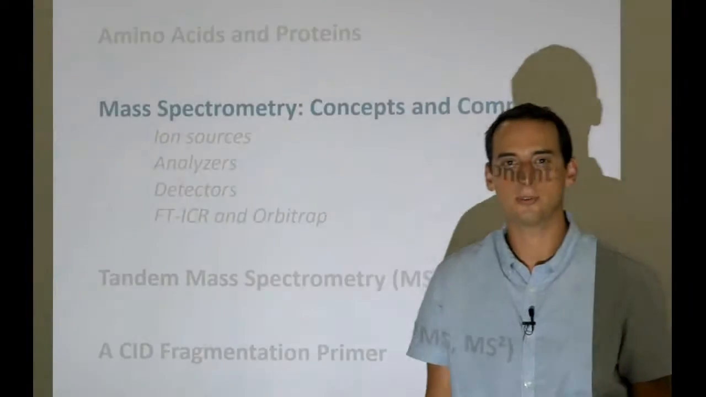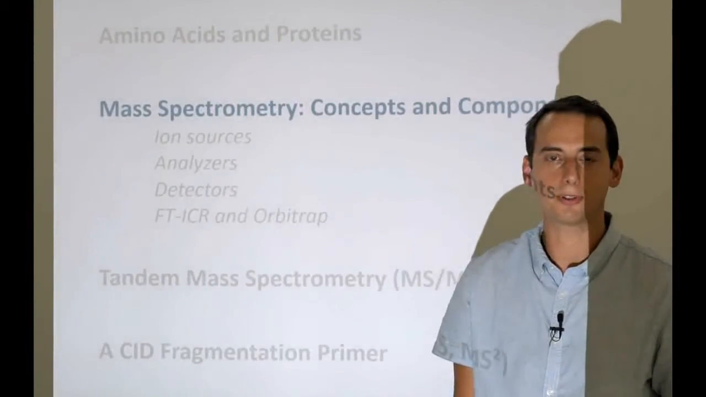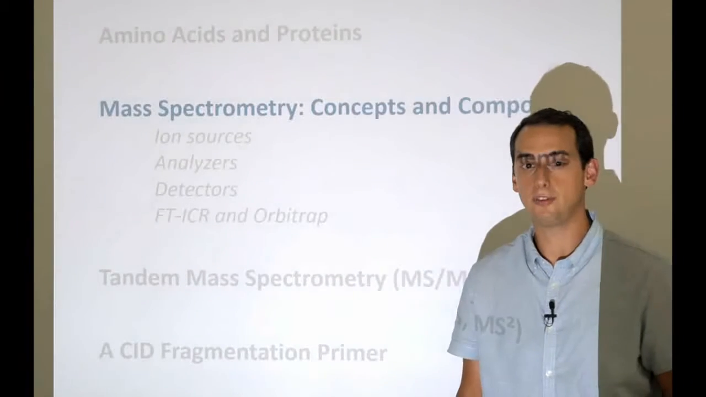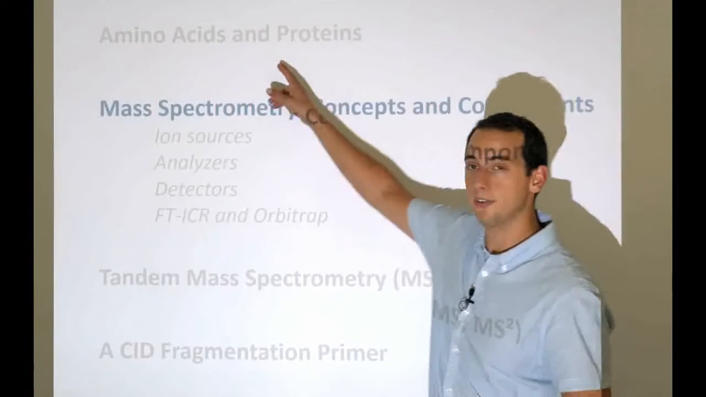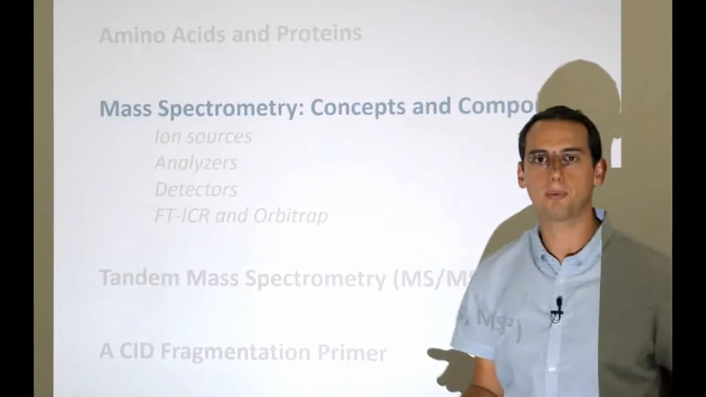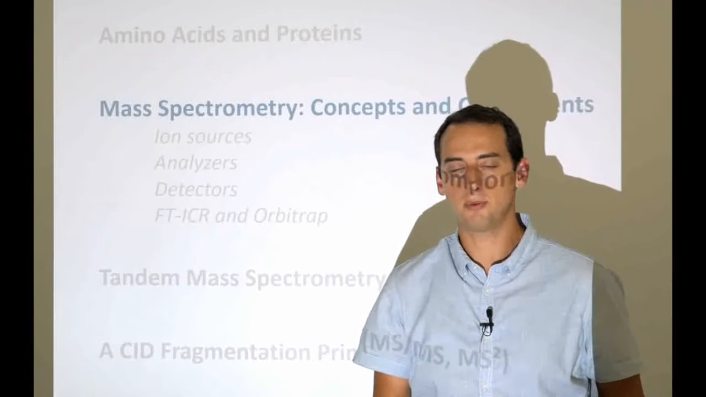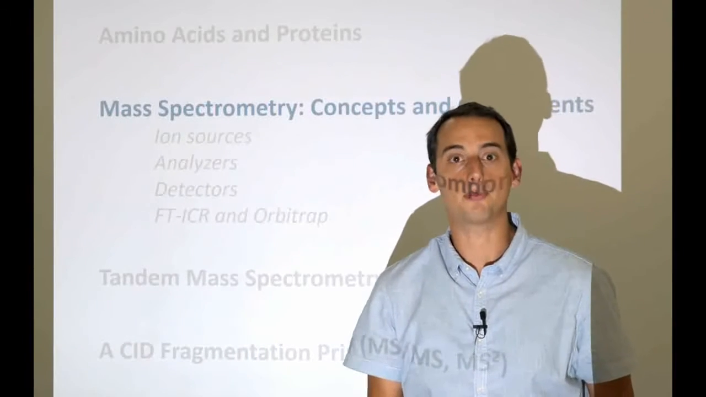Okay, welcome back. So we're looking at the second lecture of mass spectrometry basics with me, Lennart Martens from Ghent University and VIB. In the first lecture, as you will remember, we talked about amino acids and proteins and how the different properties of the amino acids were relevant to study in the mass spectrometer. Now today we're going to talk about the instruments themselves, the mass spectrometers.